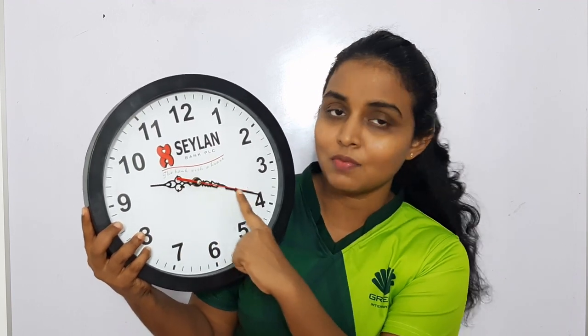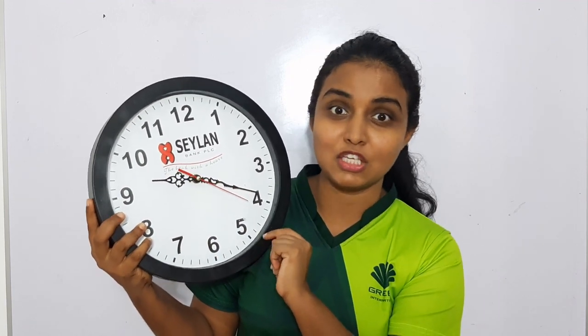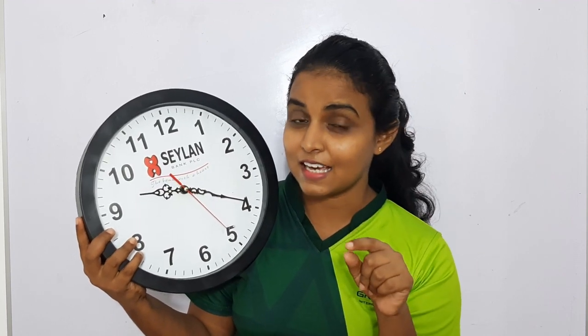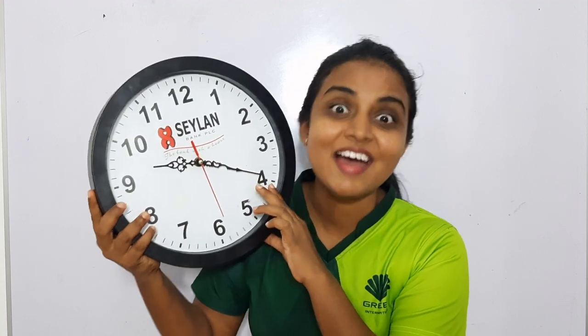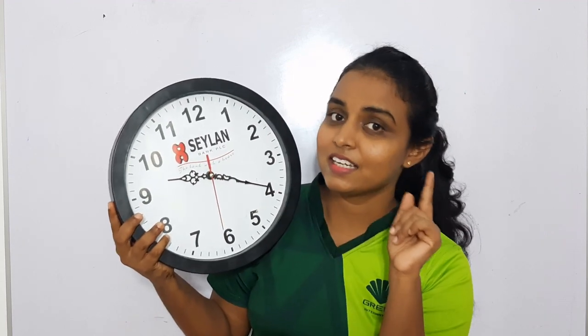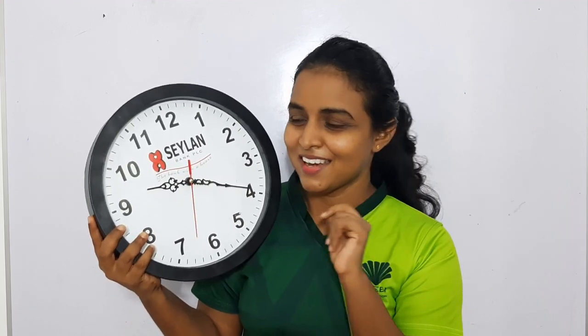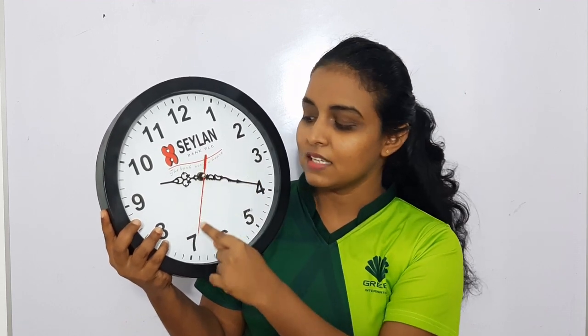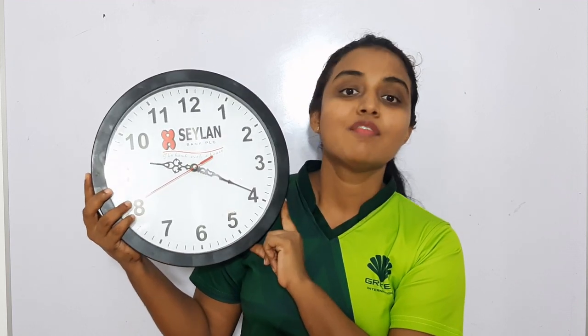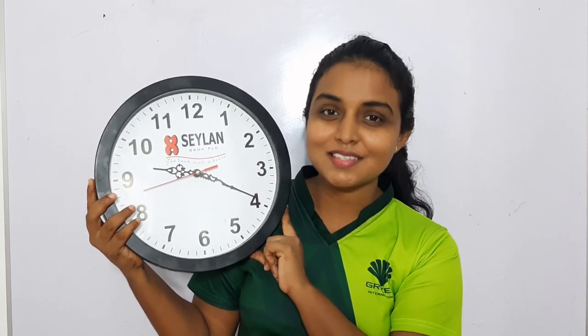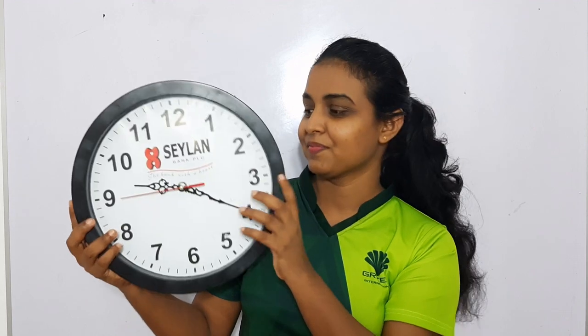But there is one hand. Can you see the red one? The red one is moving faster. It's always telling us tick-tock, tick-tock. Can you hear? Yes, it says tick-tock, tick-tock. Now this hand will always move quickly. Now we are going to see how to say the time.